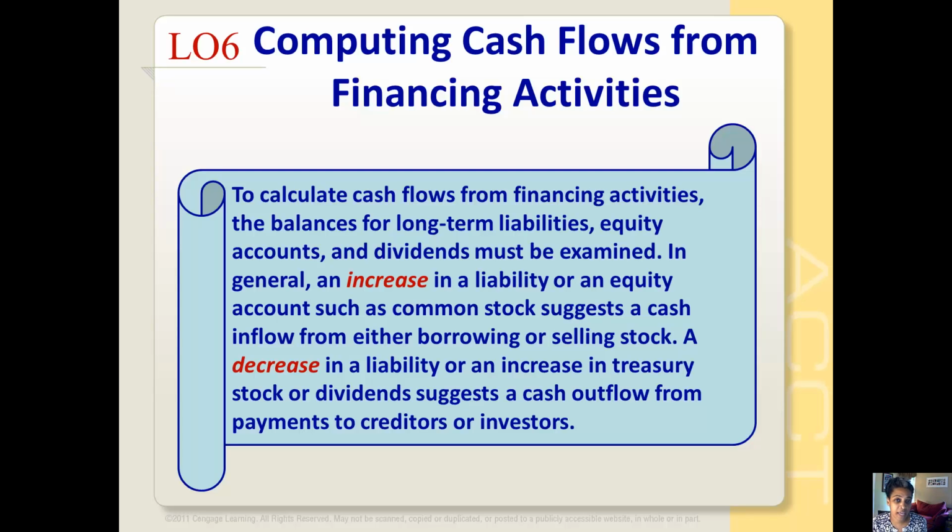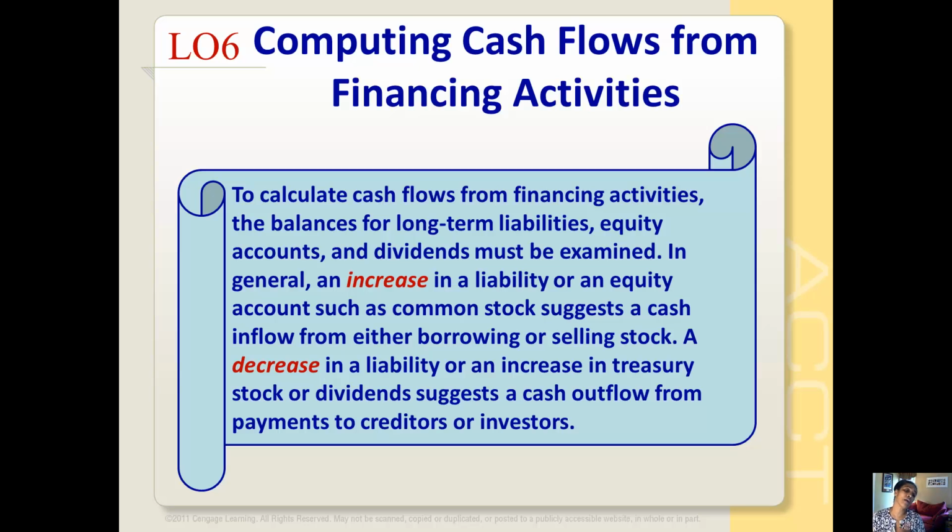Now let's talk about calculating cash flows from financing activities. To calculate cash flow from financing activities, the balances for long-term liabilities, equity accounts, and dividends must be examined. In general, an increase in a liability or an equity account, like common stock, for example, suggests that a cash inflow from either borrowing or selling stock took place.